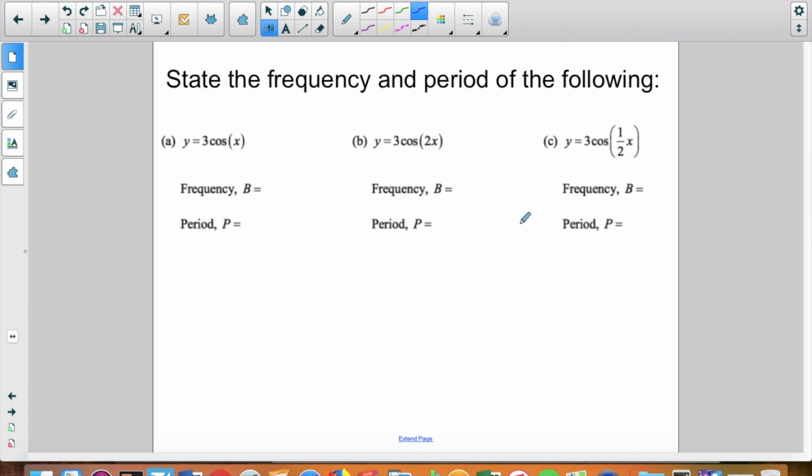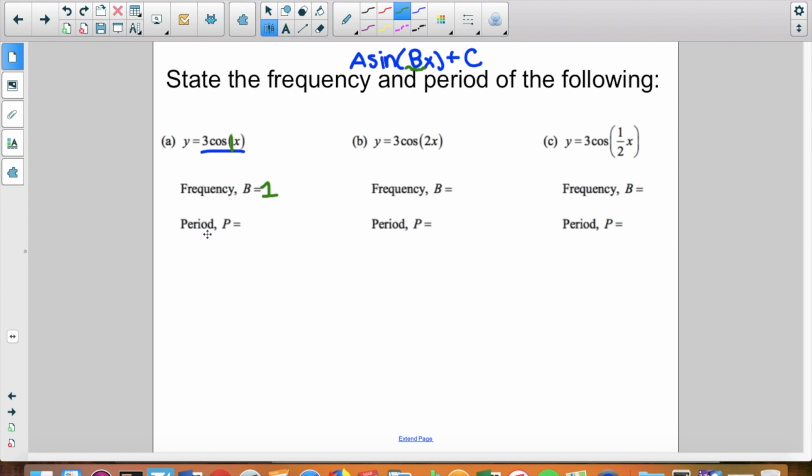Okay, so we're going to practice finding the period and frequency from a couple different examples. So first, looking at A, we have 3 cosine x. Now, the frequency B, we usually have a function written as so: A sine B x plus C. Now, this could be sine or cosine, but the frequency is right here at B. If we look at this example, there's no number in front of x. That means the imaginary number is 1.